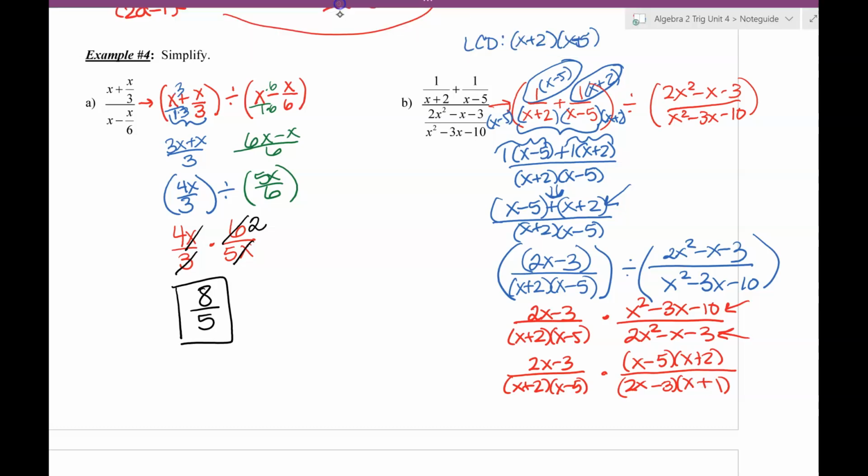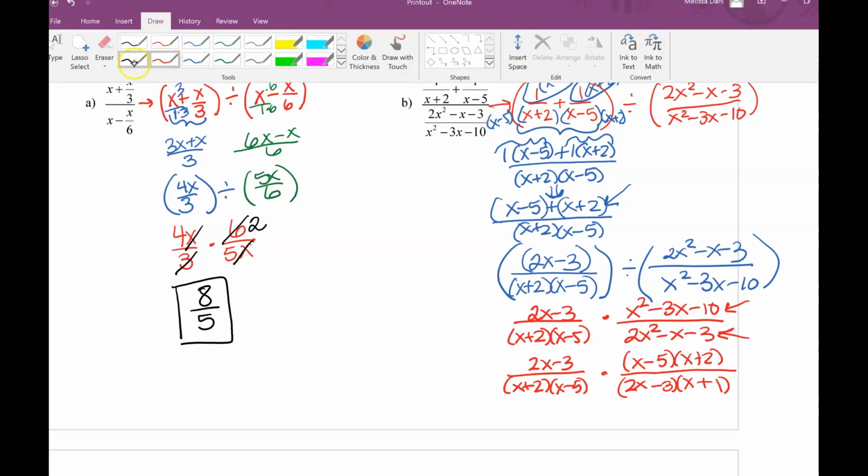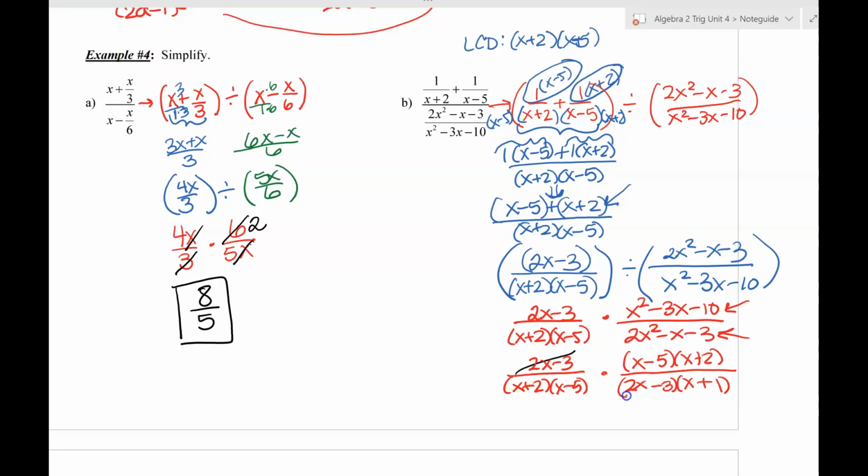So now, common factors in numerator and denominator. So 2x minus 3 has a factor in the numerator and denominator, x minus 5 has a factor in numerator and denominator, and x plus 2 has a factor in the numerator and denominator. And that just leaves me with 1 in the numerator, since everything canceled out but that, and then over x plus 1.